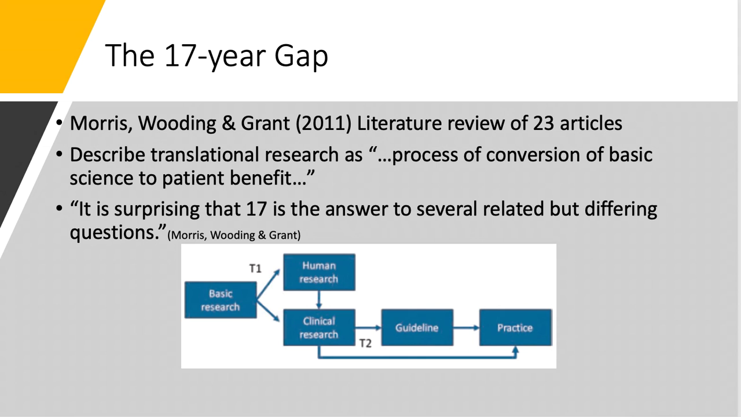So we got this 17-year gap. Oh, their article was 2011. So I was about right, 10 years. They did a review of 23 articles and described the process. It is surprising that 17 is the answer to several related but differing questions. Basic research, human research, clinical research, guidelines, and practice. 17 years. So that's our challenge. Close the gap.